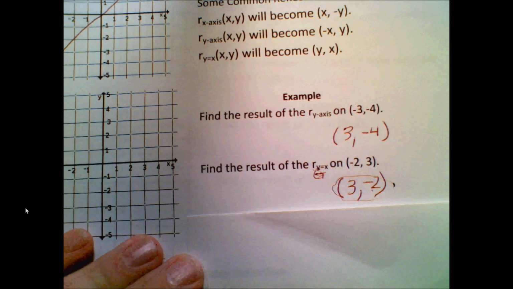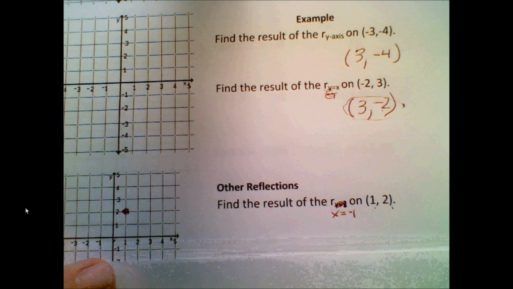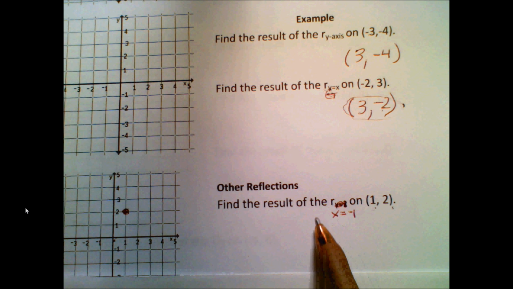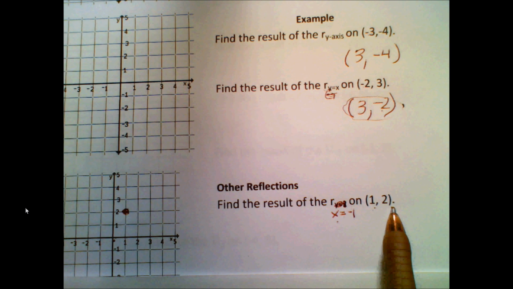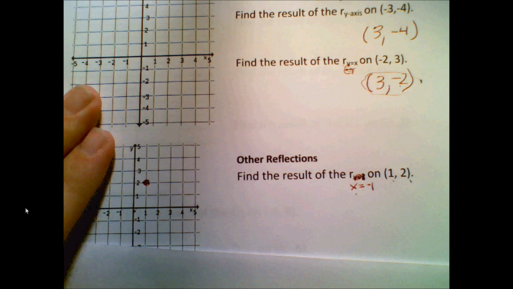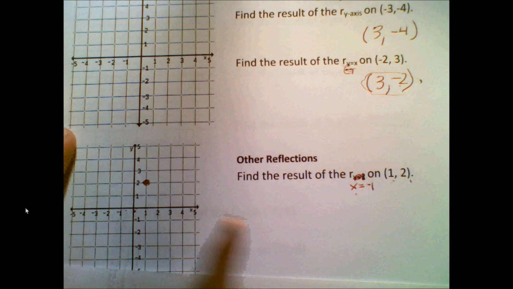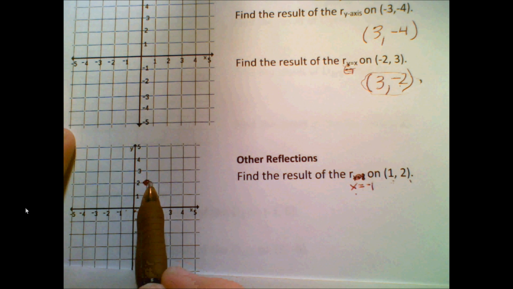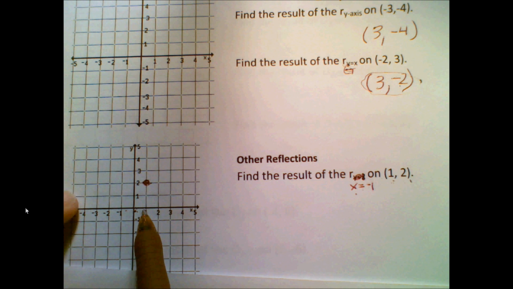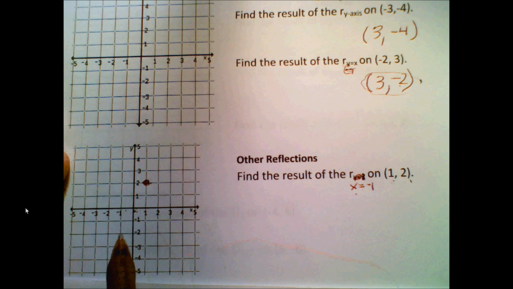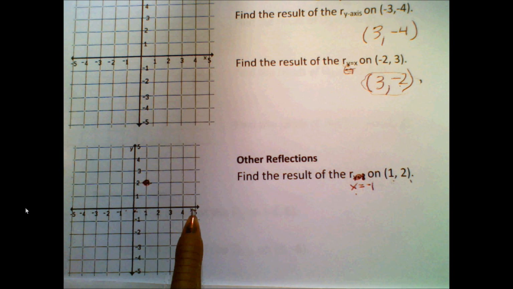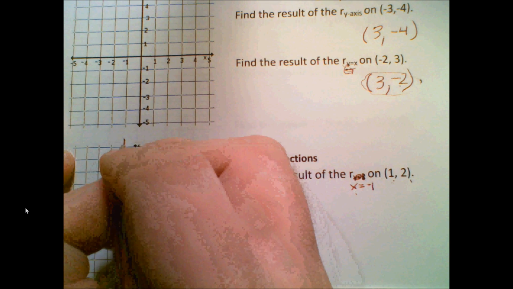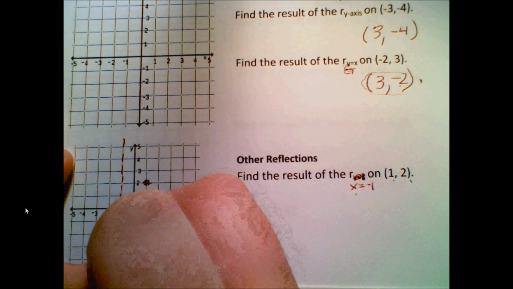Okay. Now we're going to take a look at this example. We're going to find the result of the reflection over x equals negative 1 on the point (1, 2). This is a little bit more difficult to do just by looking at the numbers, so what we have to do is plot the point (1, 2). Now, we're going to reflect over the line x equals negative 1. First thing we need to do is find that line. If you remember, y equals goes over the y-axis, x equals goes over the x-axis. So, the line of reflection is over here.